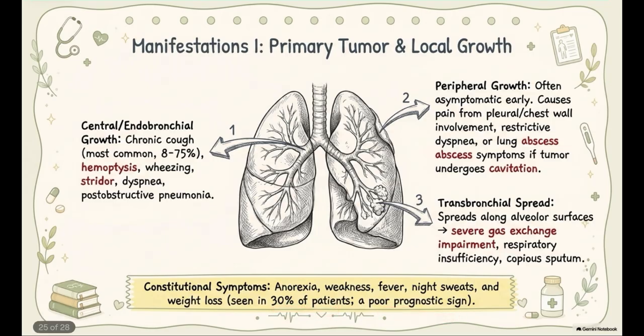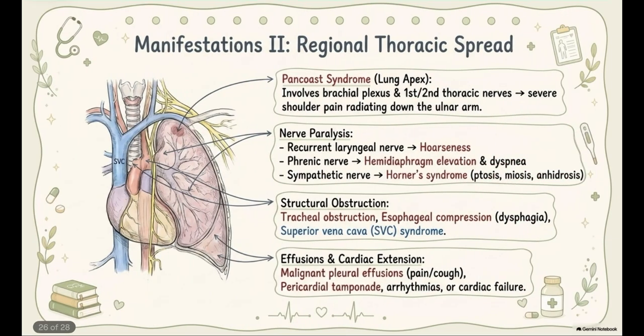The tumor eventually causes regional destruction throughout the chest. We see something called Pancoast syndrome. This occurs when a tumor at the very top of the lung invades local nerves. This causes severe shoulder pain that radiates down the arm. Nerve paralysis is also common. Damage to the vocal cord nerves causes hoarseness. Damage to the diaphragm nerves causes extreme breathing difficulty.